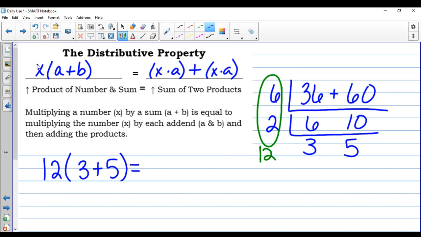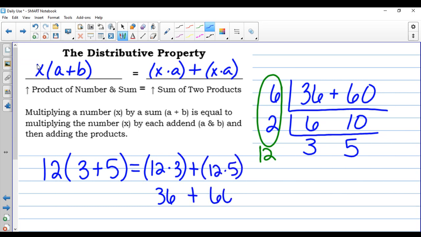This expression is the same as saying 12 times 3, which was the 36 that we started with, plus the 12 times 5, which was the 60 that we started with. 36 plus 60 is 96, and then I can check my work by solving the other side. 3 plus 5 is 8, and then 12 times 8 is 96, and these two expressions are equivalent.